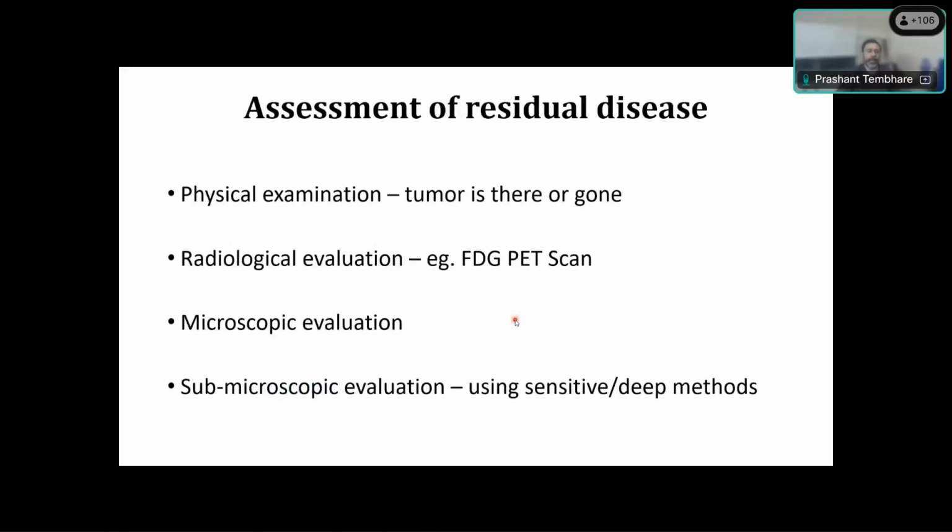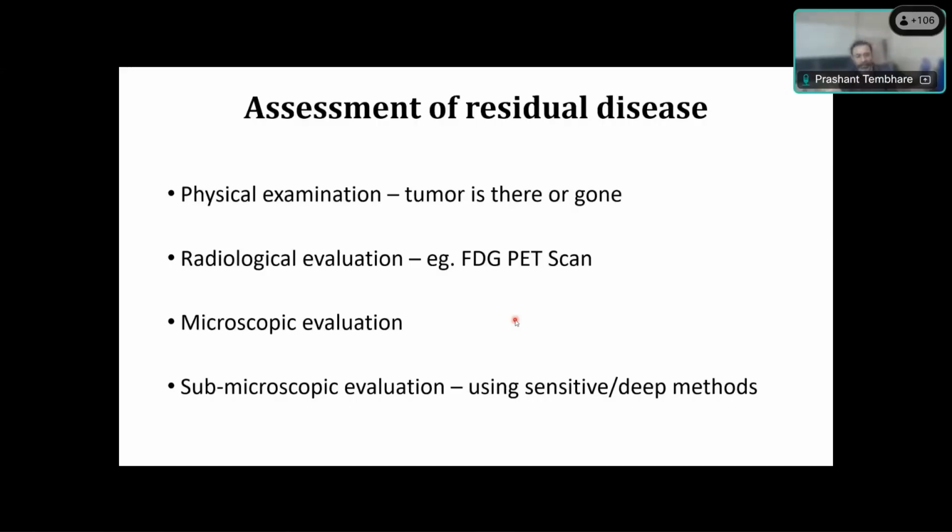Of course, how do you assess the residual disease? You can assess residual disease by physical examination. If you know that the patient has a big lymph node, you can see how much the lymph node or the tumor size has reduced. If you still have some lymph node palpable, that means there is still residual lymphadenopathy or residual organomegaly, which indicates a gross level of residual disease, right?